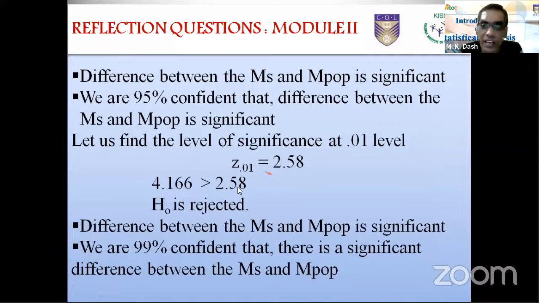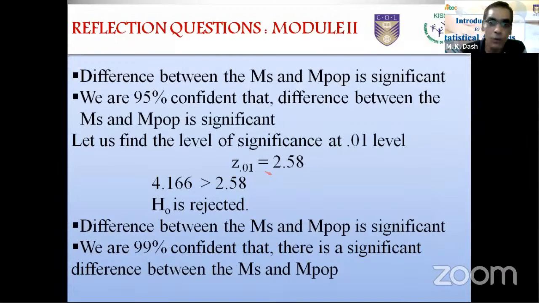There we had used critical value 1.96. Here we are using the critical value 2.58. Again, the calculated value is greater than the critical value. Our calculated value was 4.16, so 4.16 is greater than the critical value. Here also the null hypothesis is rejected, whether you do the calculation at the 0.01 level or the 0.05 level.